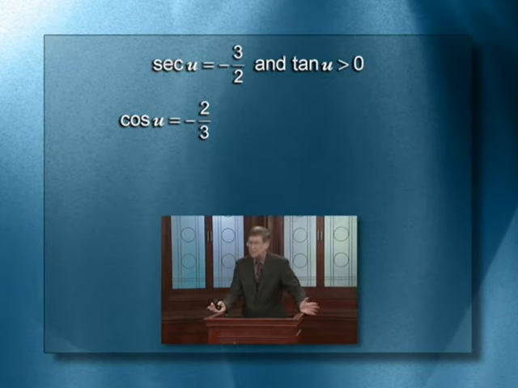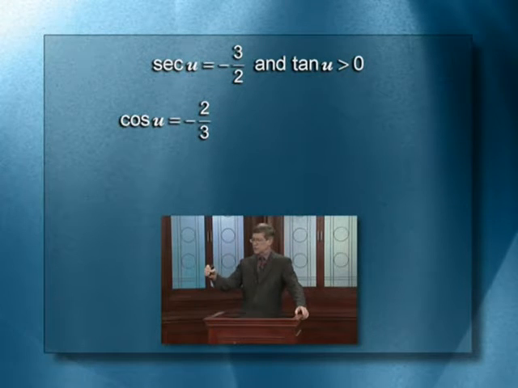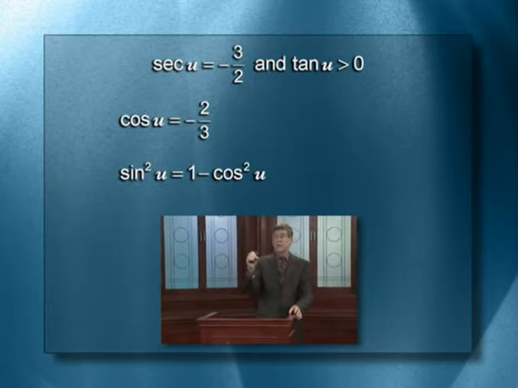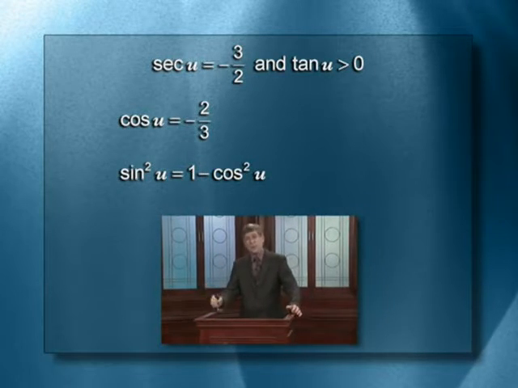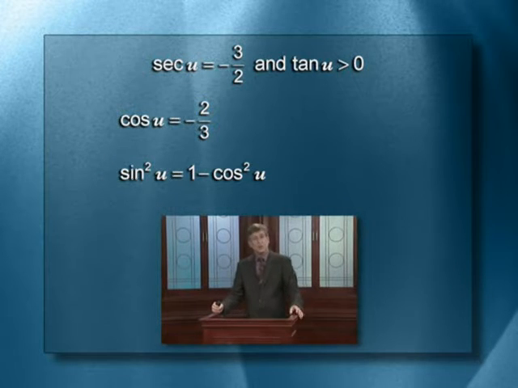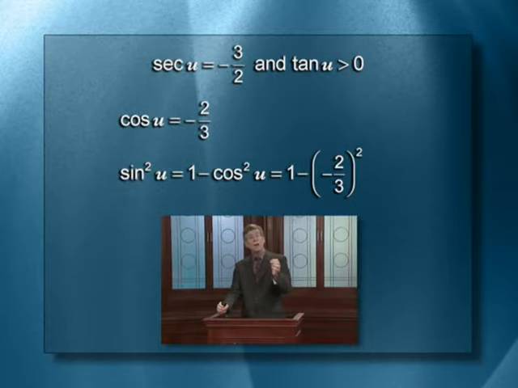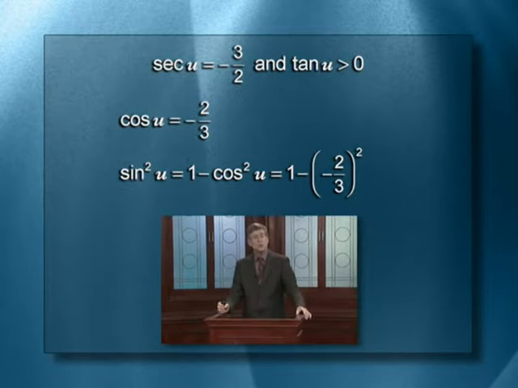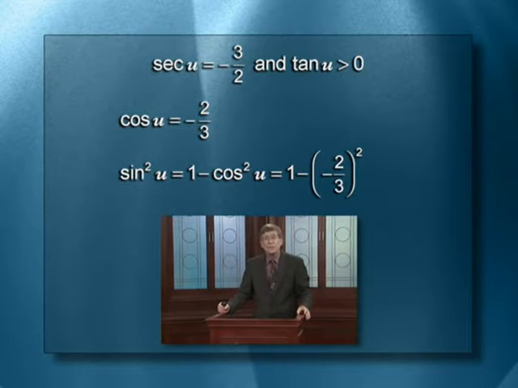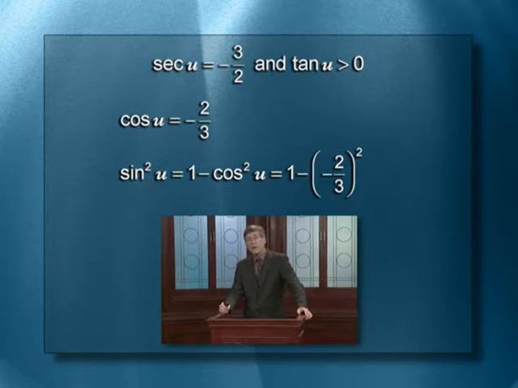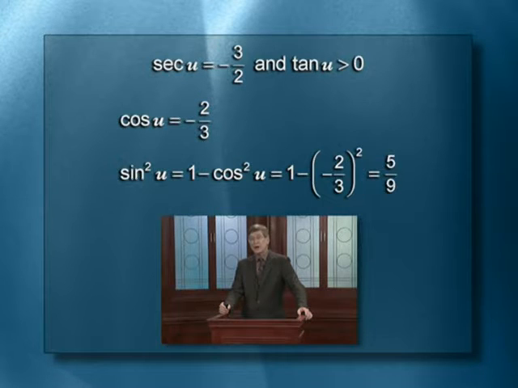The fundamental identity, sine squared plus cosine squared equals 1, is equivalent to saying sine squared is 1 minus cosine squared. So let's plug in our value for cosine squared, and we have sine squared u equals 1 minus -2/3 all squared. And that turns out to be 4/9. 1 minus 4/9 is 5/9. So sine squared is 5/9.